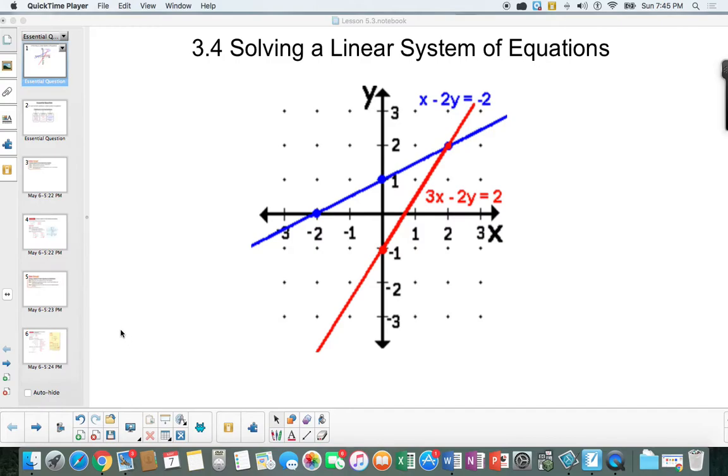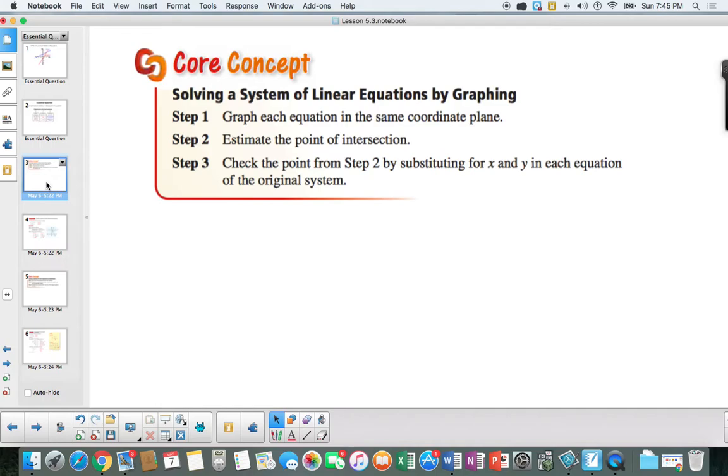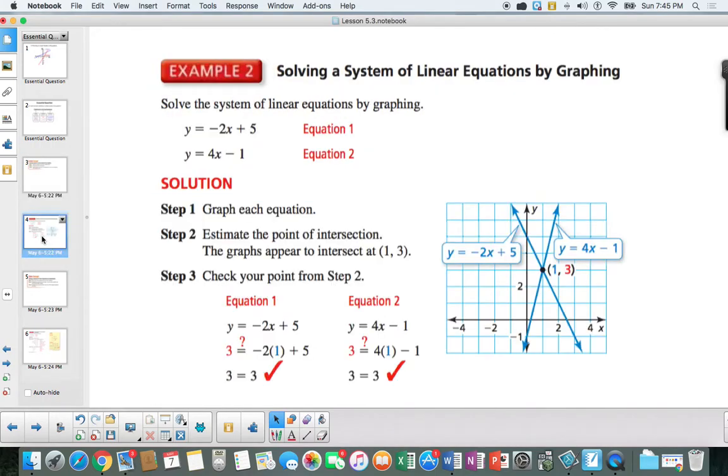3.4, solving a linear system of equations. Essential question: can I solve for both variables in a linear system of equations? First method is a graphing method. In this example, we go ahead and we graph both lines. Where the two lines meet, right here, is what we call the solution.